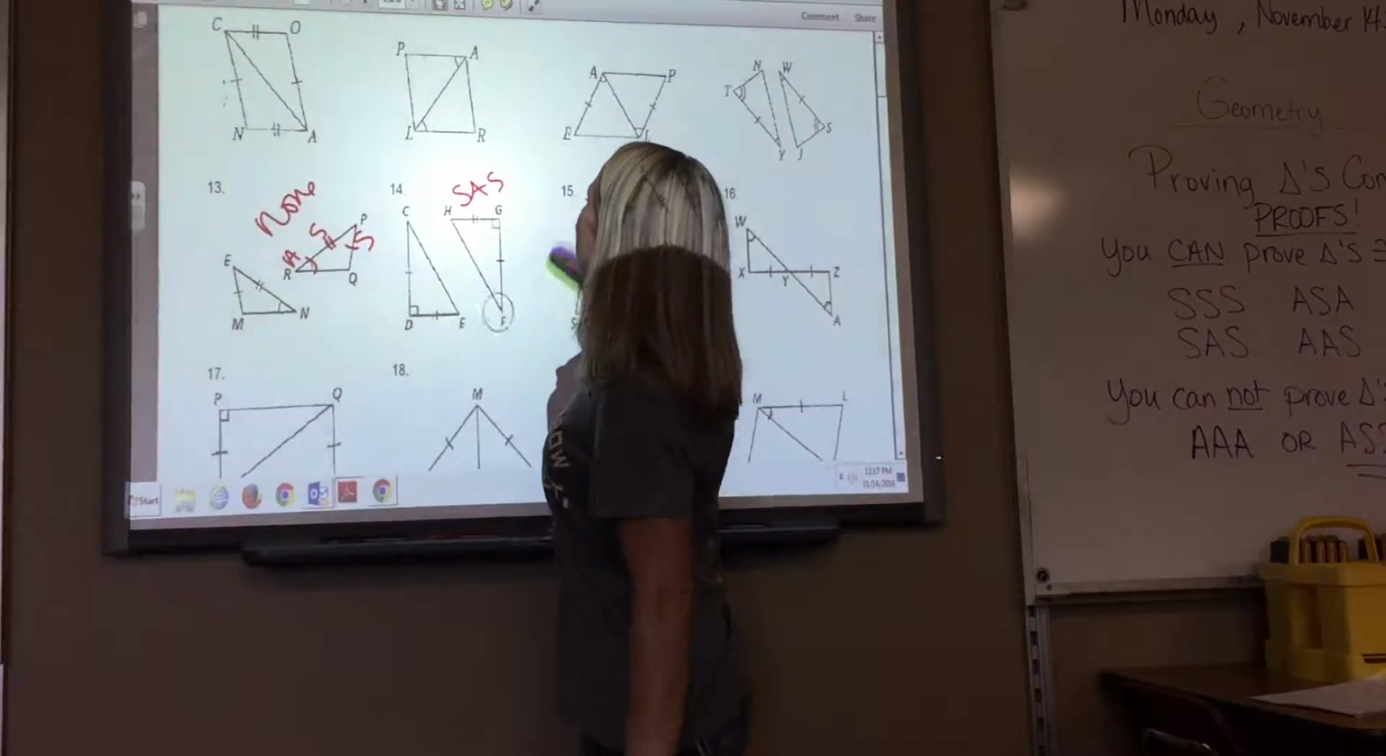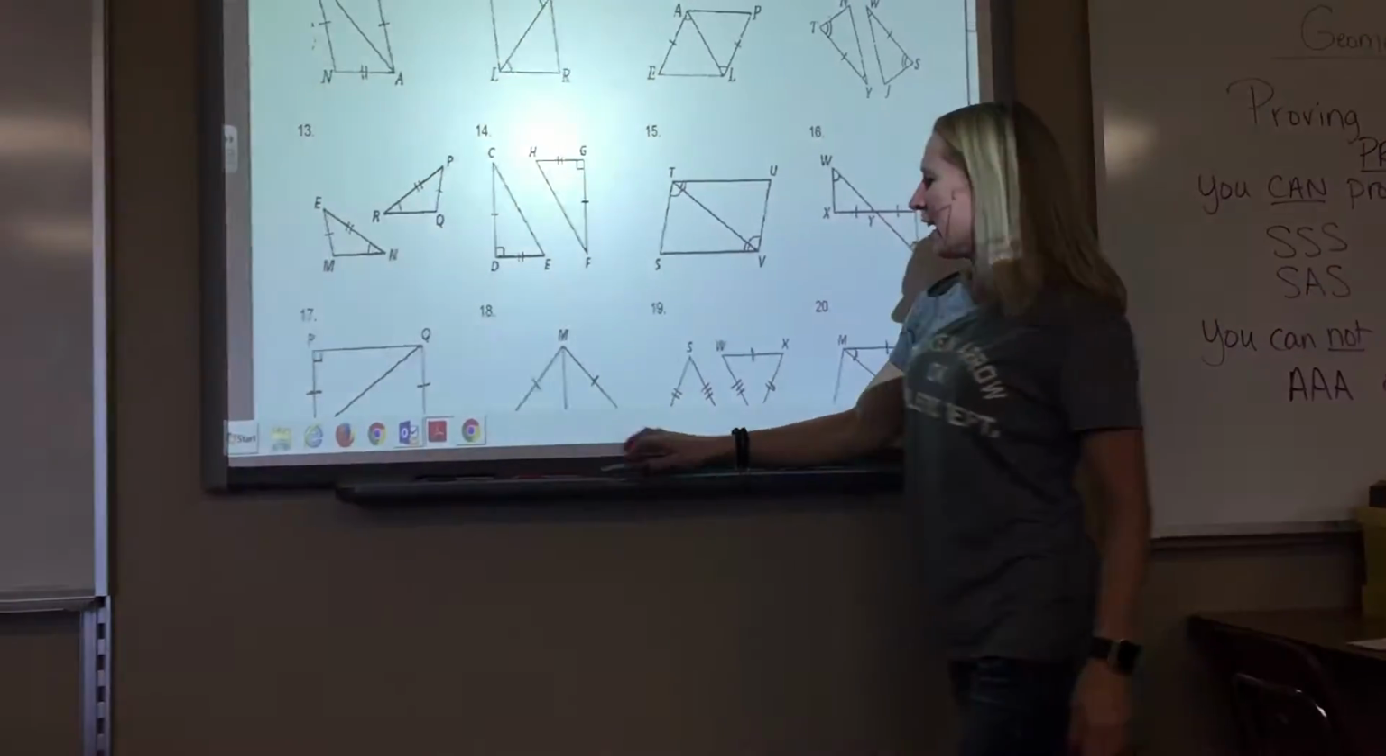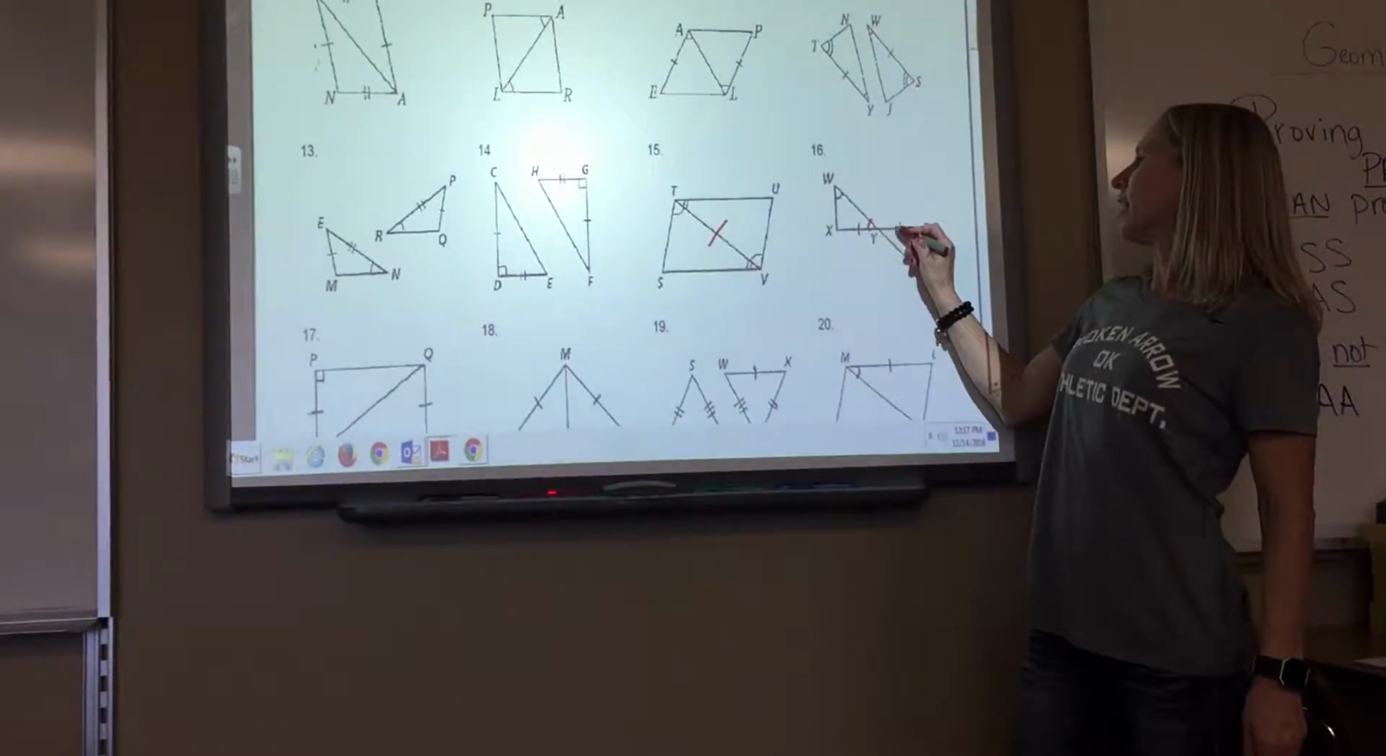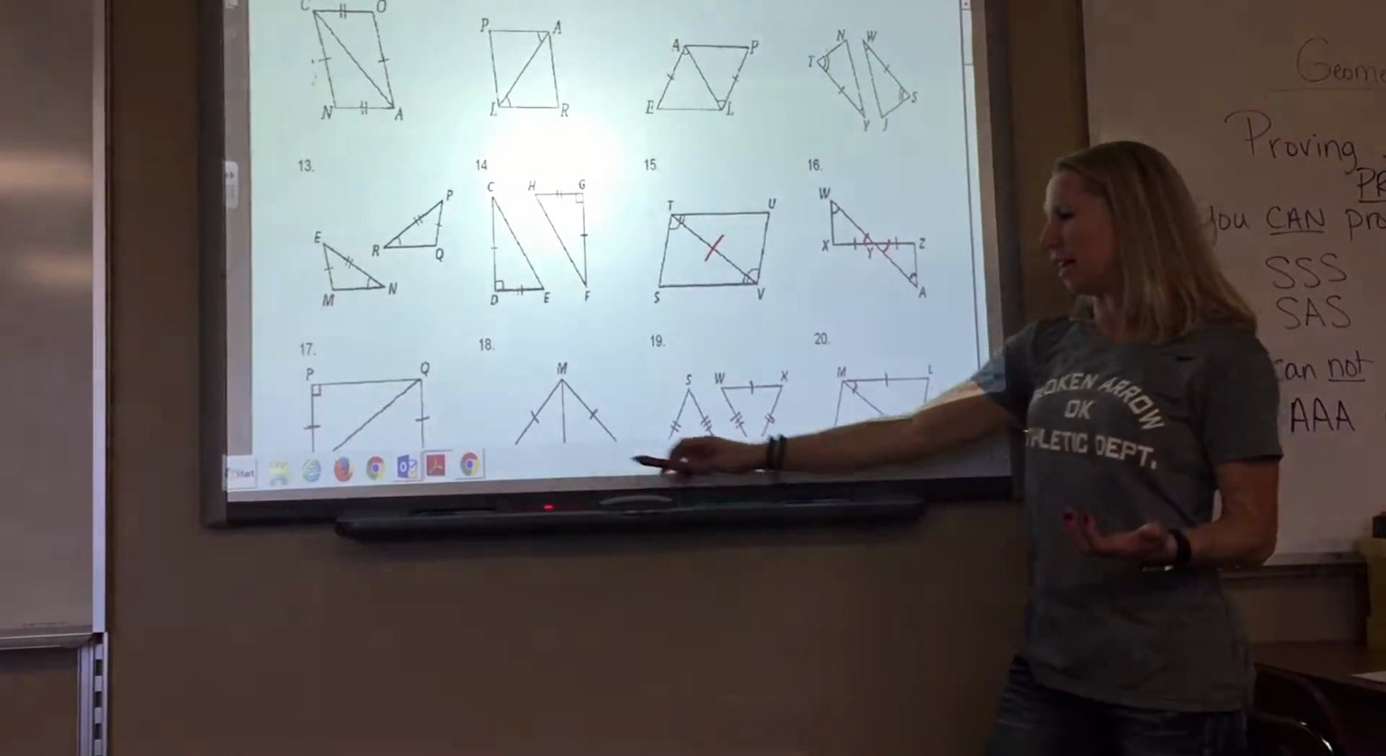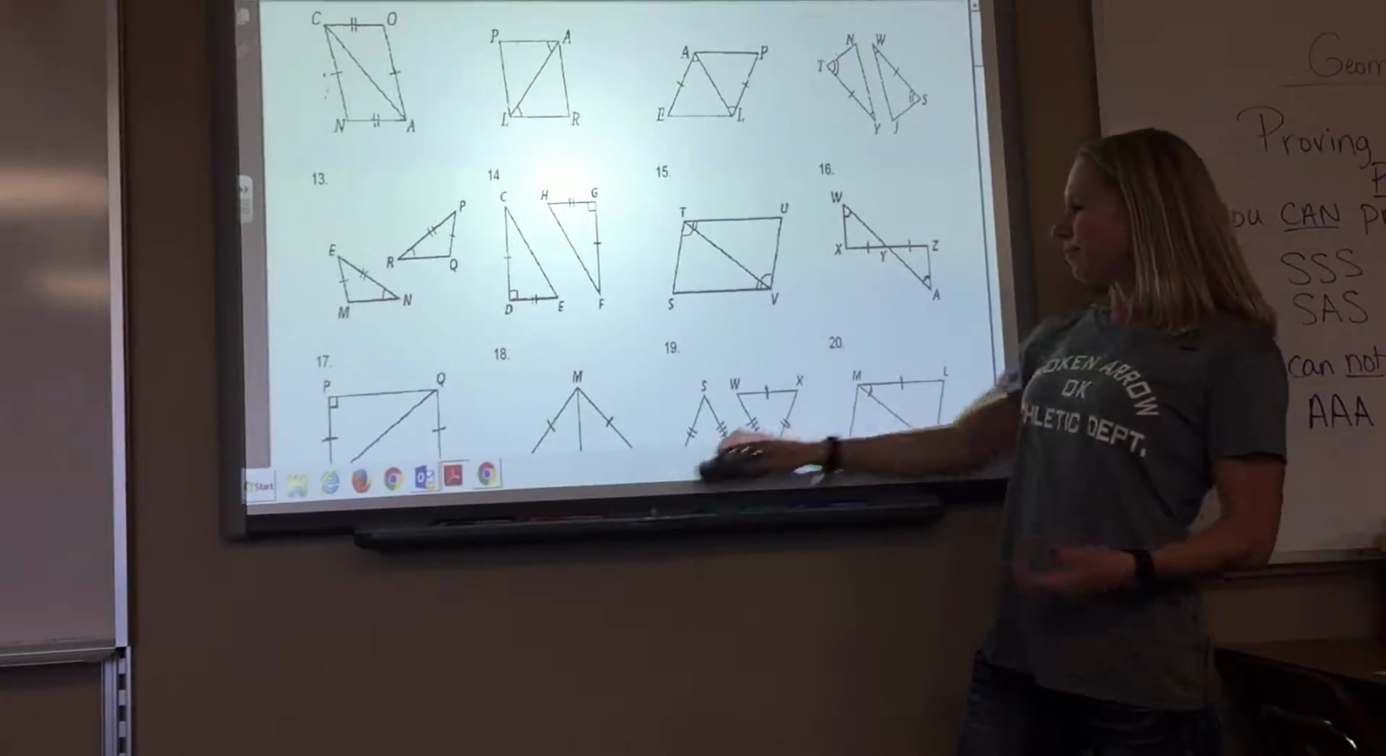Okay. Make sure if they share a side, you mark it. If there's vertical angles, you mark it. And then that's how you decide why the triangles are congruent.